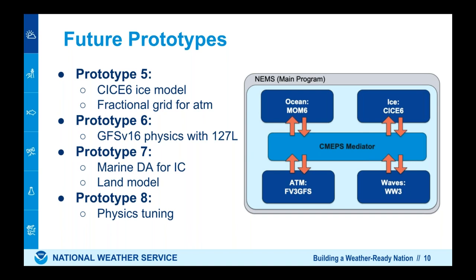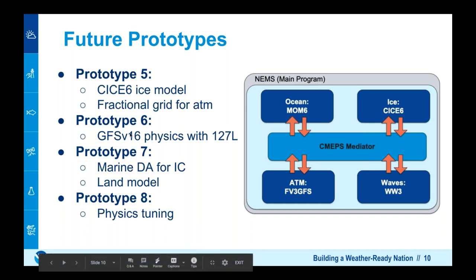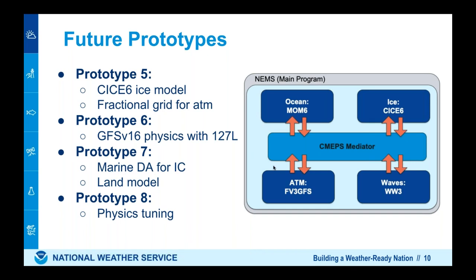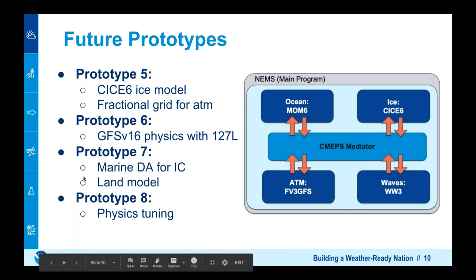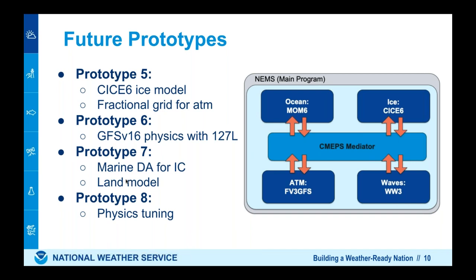For prototype 6, we'll be moving from the GFS 15.2 to using the GFS version 16 physics and going from the 64 to 127 layers or levels. Prototype 7, our initial conditions will come from the Marine DA, so the SOCA, JEDI, or Hybrid GODAS project. And we'll also be looking at including other components such as a land model. And lastly, in prototype 8, we will be looking at physics tuning once we have all of the components in the coupled model.